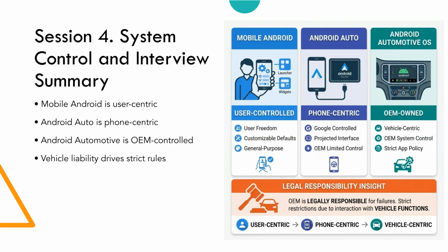A strong interview summary sounds like this: mobile Android is user-centric. Android Auto is phone-centric. Android Automotive OS is vehicle-centric and OEM-owned. Explaining this clearly helps candidates avoid common screening mistakes and demonstrates senior-level understanding.